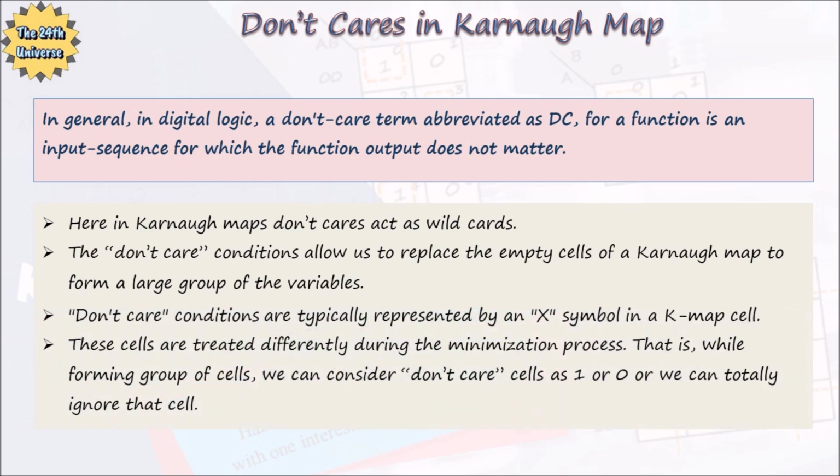Don't care conditions are typically represented by an X or a cross mark symbol in a Karnaugh map cell. These cells are treated differently during the minimization process. That is, while forming a group of cells, we can consider don't care cells as 1 or 0, or we can totally ignore that cell.